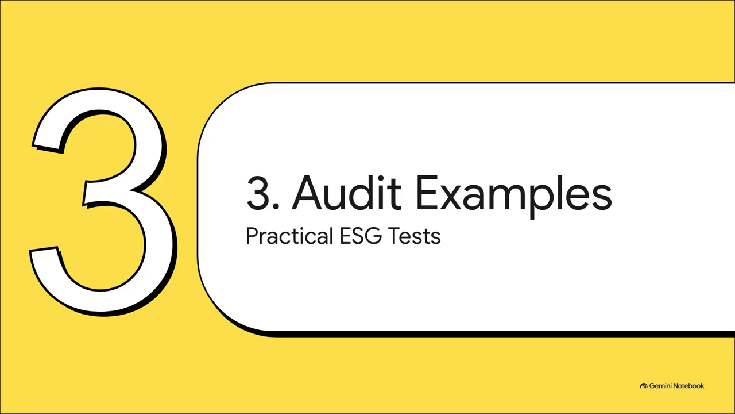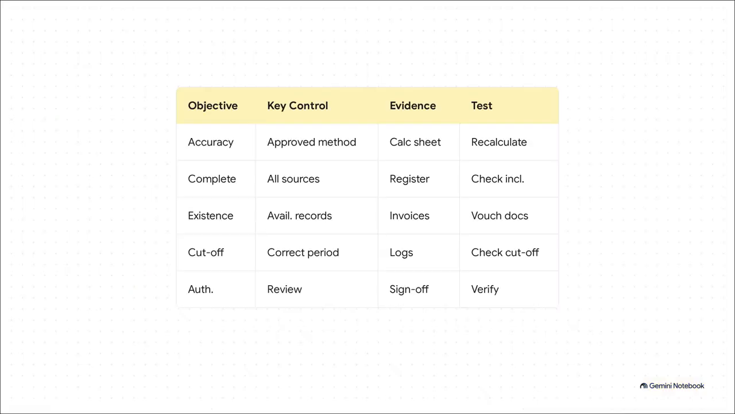Let's make this concrete in Section 3, Practical ESG Audit Examples. For an environmental example, let's look at carbon emissions. Our matrix covers accuracy, completeness, existence, cutoff, and authorization controls and tests. To ensure accuracy, we don't just take management's word for it. We actively recalculate sample emissions using raw calculation sheets. For existence, we vouch that recorded fuel data directly back to the original source invoices. We want hard, undeniable proof.